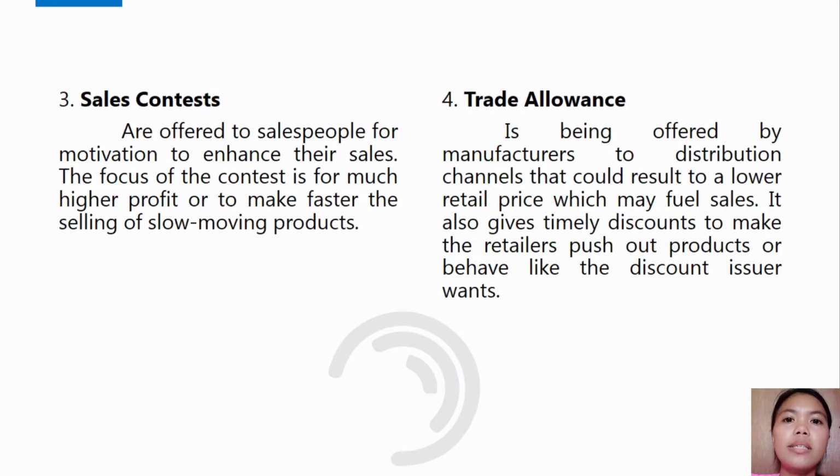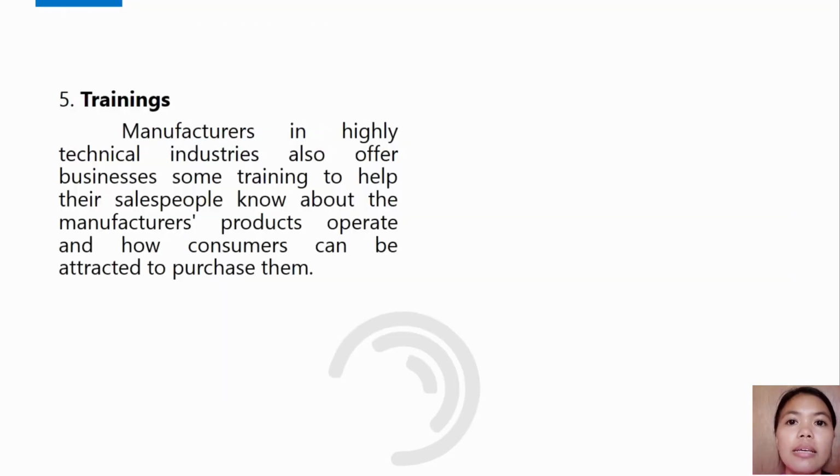The fourth one is trade allowance. It is being offered by manufacturers to distribution channels that could result in a lower retail price, which may fuel sales and gives timely discounts to make the retailers push out product or behave like the discount issuer wants. And lastly is training. Manufacturers in highly technical industries also offer businesses some training to help their salespeople know how the manufacturer's products operate and how consumers can be attracted to purchase them.